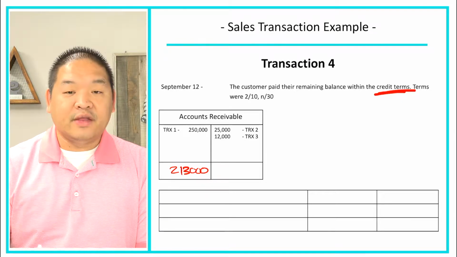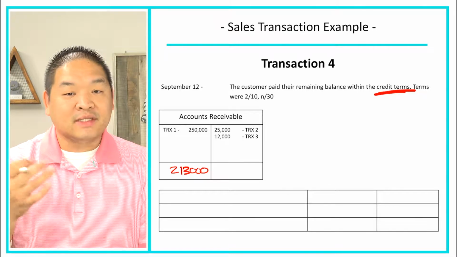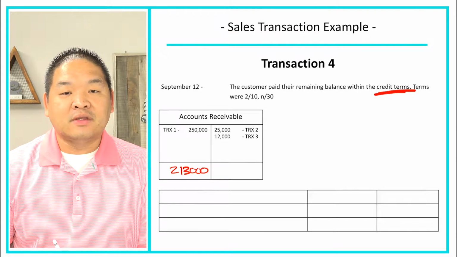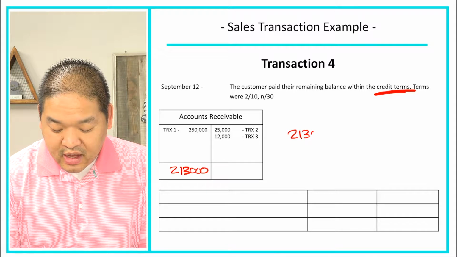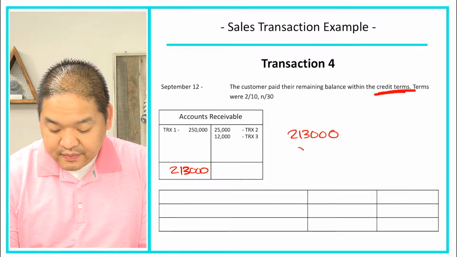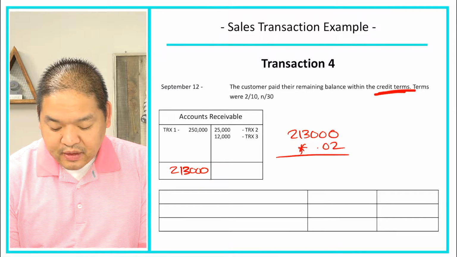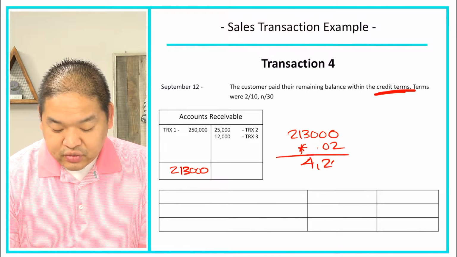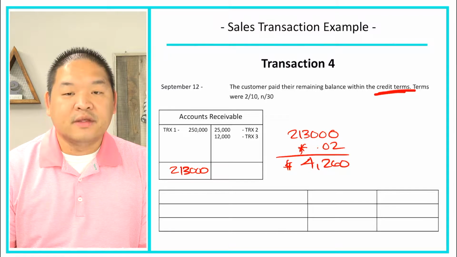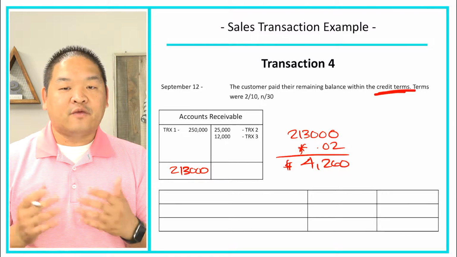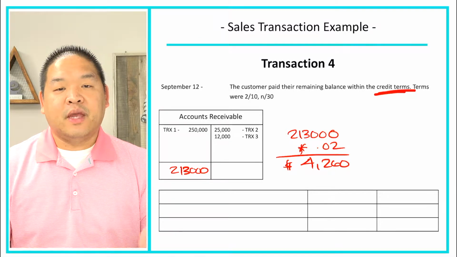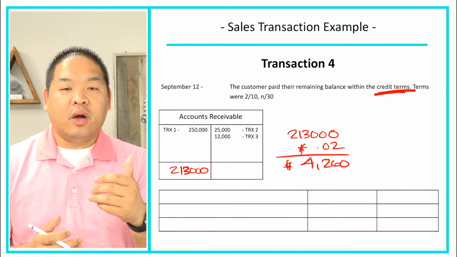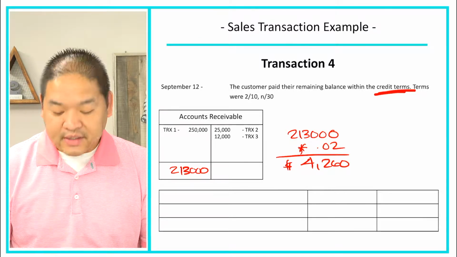$213,000. Now, to calculate the discount, we'll take how much they owe us net, in this case $213,000, and we're going to multiply it by the 2%. So $213,000 times 2% gives us a discount of $4,260. So this customer would get to pay us $4,260 less than they actually owe us because they're paying within the 10-day period. So they qualify for the 2% sales discount.